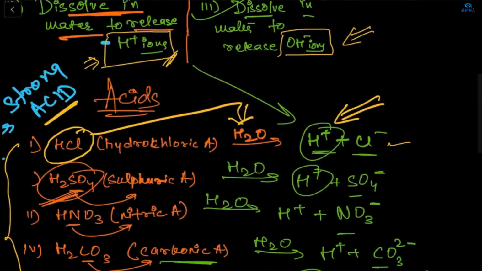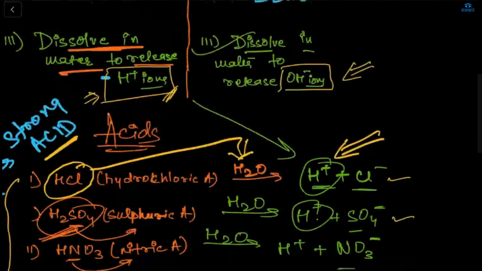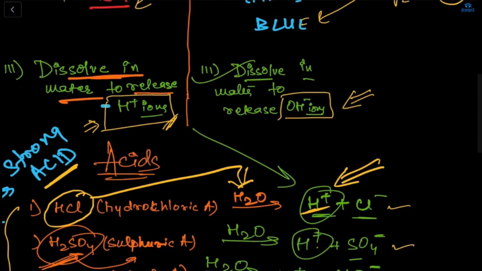H2SO4, if you are dissolving in water, it's releasing H plus and SO4 minus. How will you differentiate between the acids and bases? Whenever an acid dissolves in water, it will always release H plus ions. And whenever a base dissolves, it will release OH minus ions. So this is a very good way to differentiate between these two, by the different kinds of ions they release.